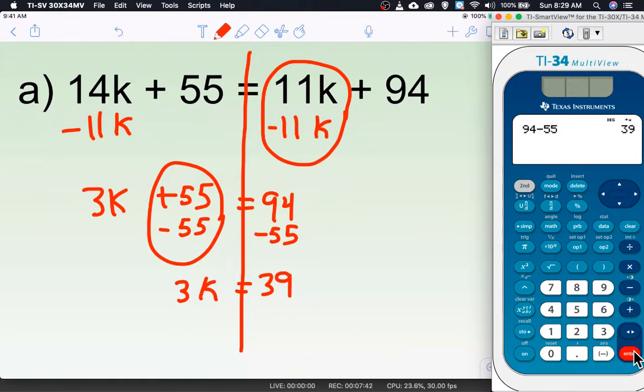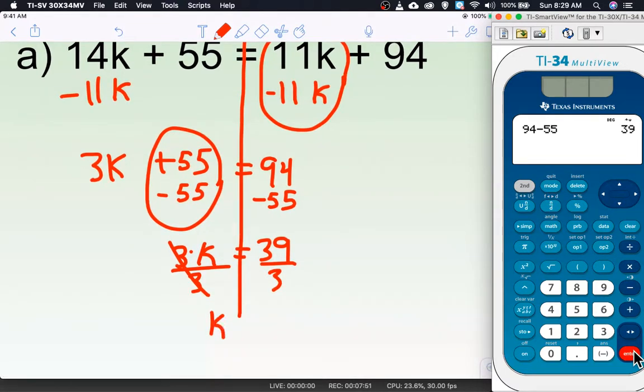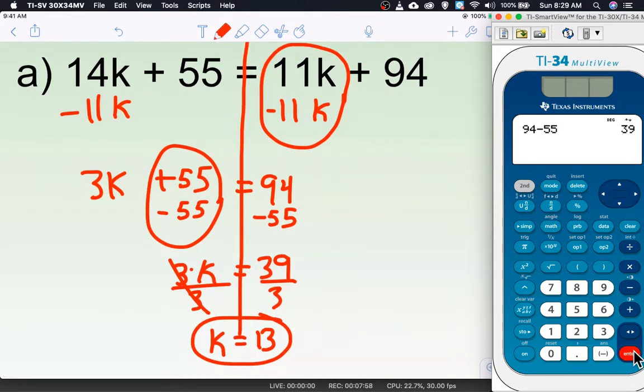And then finally, the last step to solve this equation is we're going to divide by 3 to cancel out this multiply by 3. When I divide by 3 on both sides, I get the solution k equals 13. I am confident of that head math. So there's the whole problem. It was bigger and uglier, but it wasn't that bad.